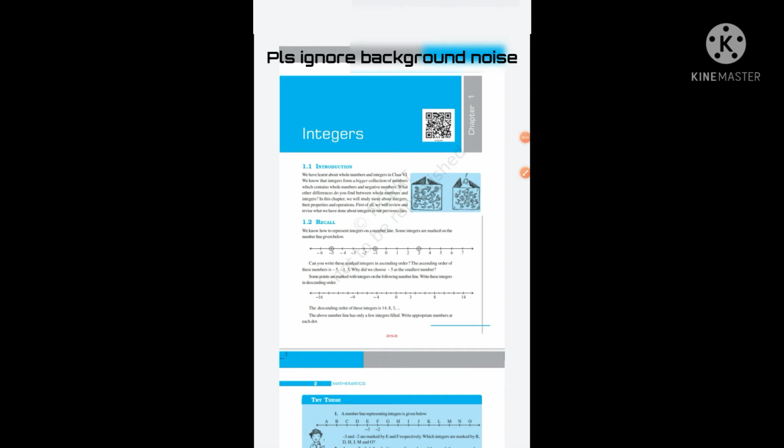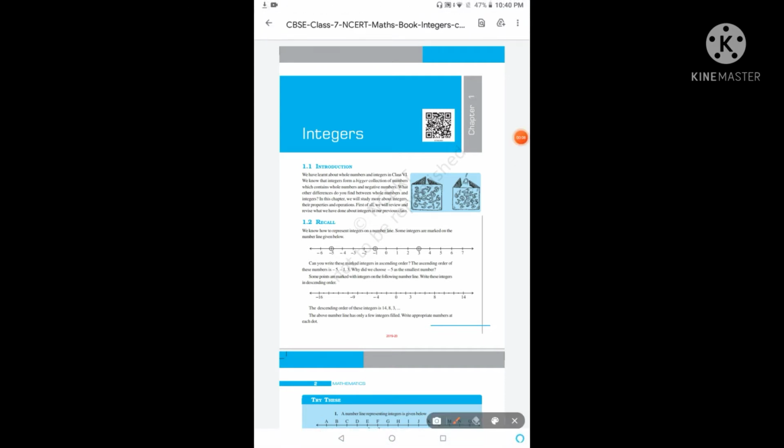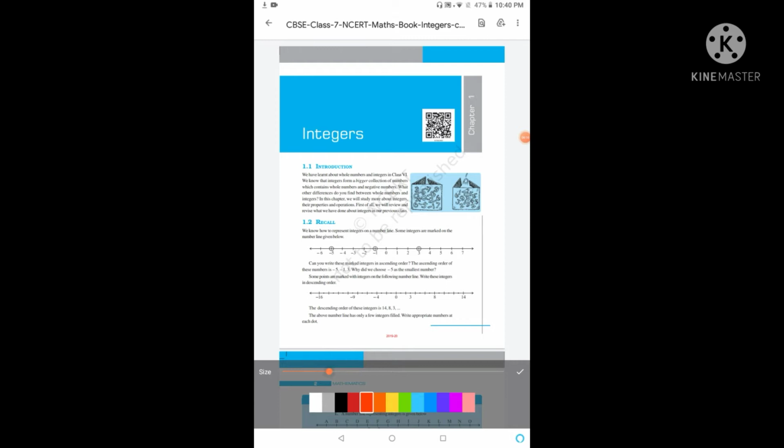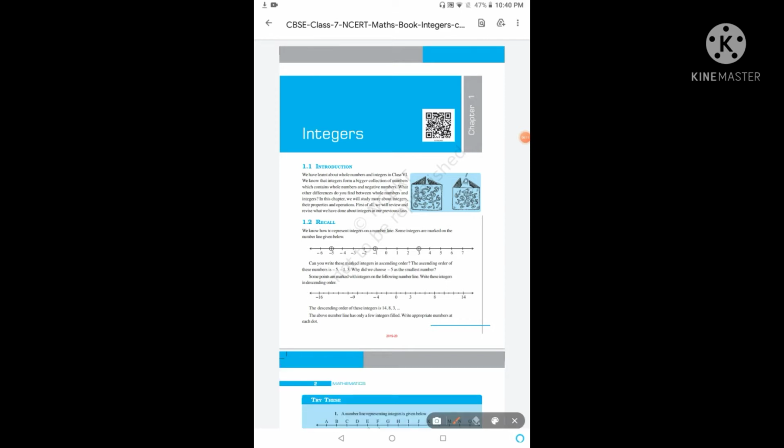Today we are doing class 7th Maths chapter, that is Integers, chapter 1. Okay, so let's start the chapter. We are doing Integers. I hope you all have done this in class 6. What are Integers? First, I will explain this on a whiteboard. Okay, just wait. I hope you all can see this whiteboard, right?